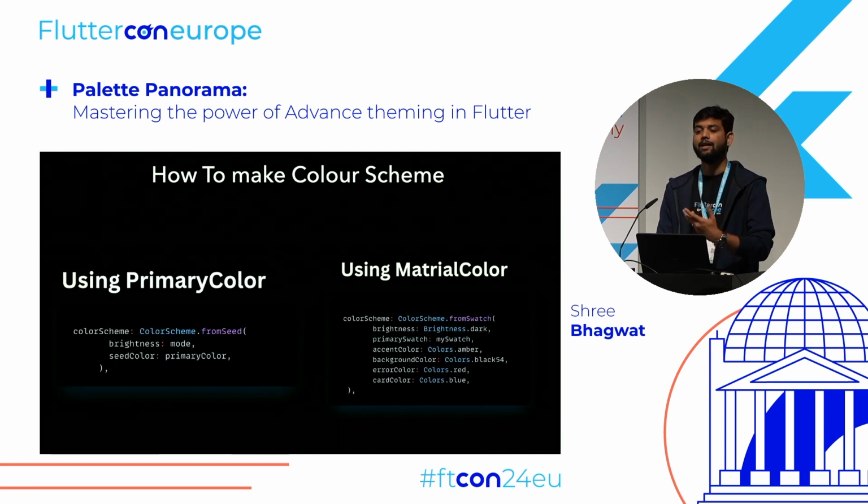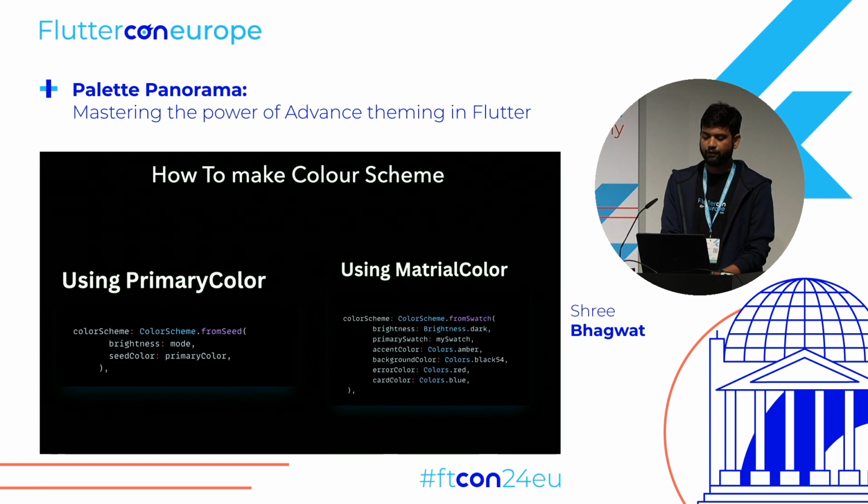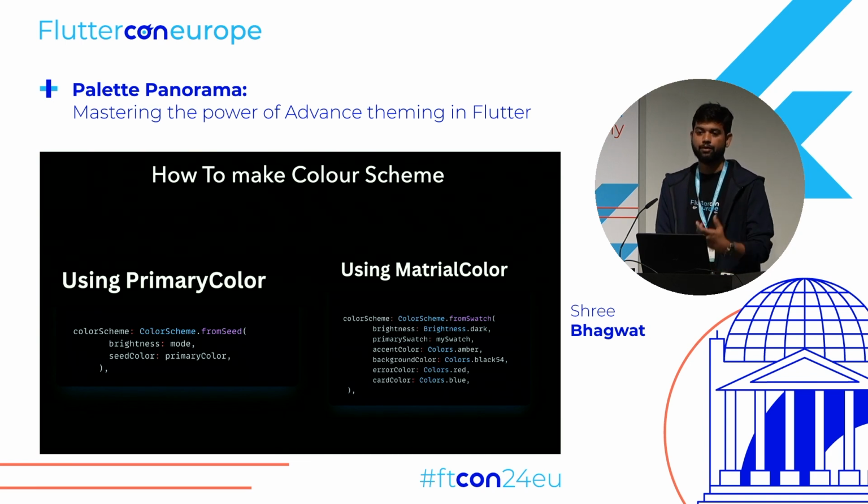Okay. And let's say you want to do it using a material color as well. On the left side, we have primary color. And on the right side, we have from swatch. Anyone know what a swatch is? In simple language, it means a color palette. That's it. So you give a swatch color, and inside that swatch, you define some properties. For example, brightness dot dark, and then my swatch is just a color I've defined somewhere. It can be anything that you want. Then you define how you want the accent color, the background color, error color, card color, and it will create the entire theme out of it.